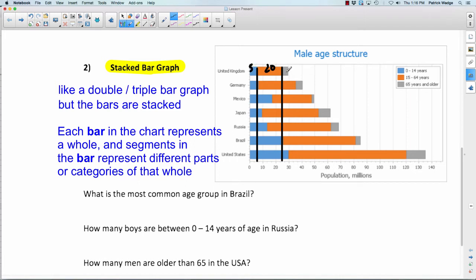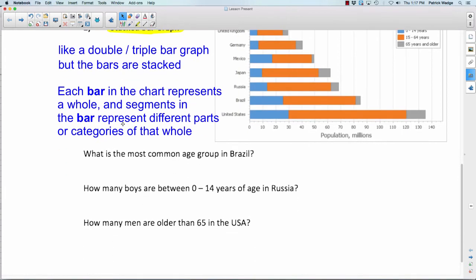And then to get this top bit, you'd say, well, it went up to 29. Remember the total was 29, and this was at 25, so there must be about another 4 million here. Add them all up, you get the 29 million. So, it's not the easiest graph to read, but these are graphs you will see from time to time.